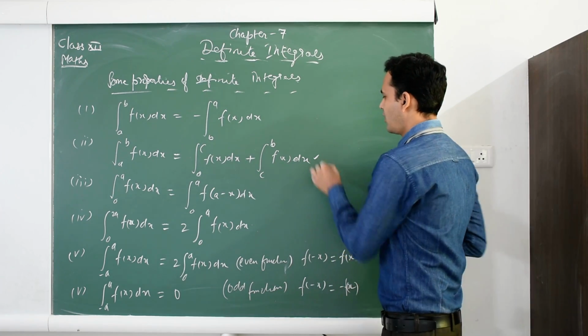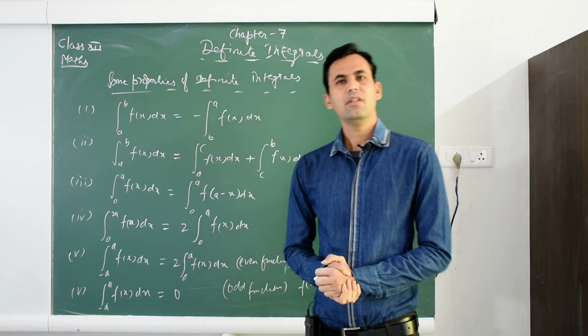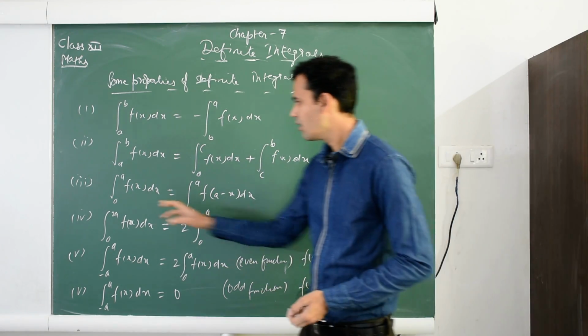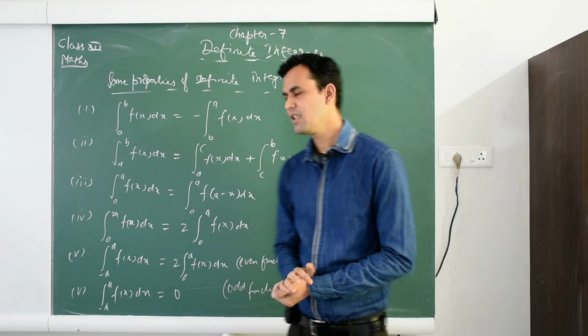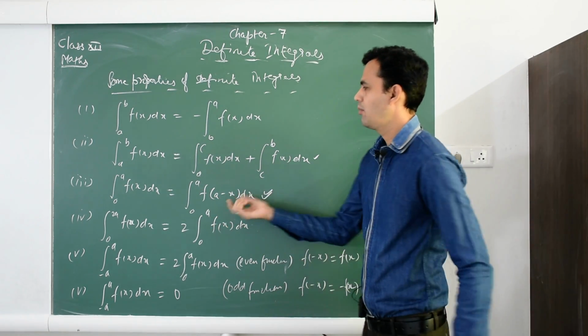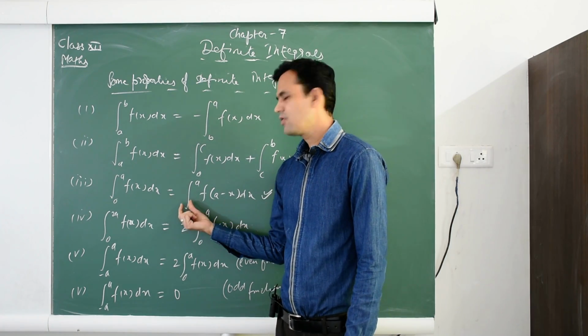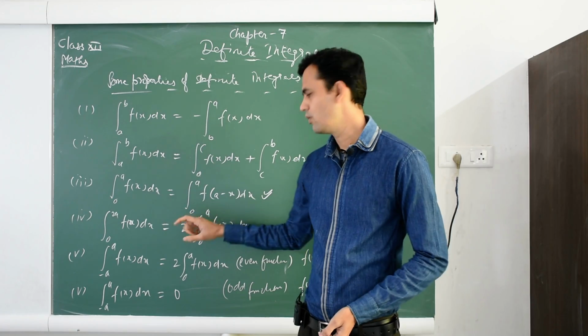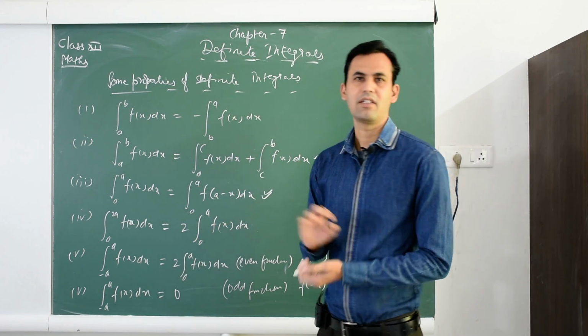This type of properties are usually used in modulus type of questions. Third property, 0 to a fx dx equals to 0 to a f a minus x dx. Very important property. In many questions we use these properties. So 0 to a fx dx equals to 0 to a f a minus x dx.